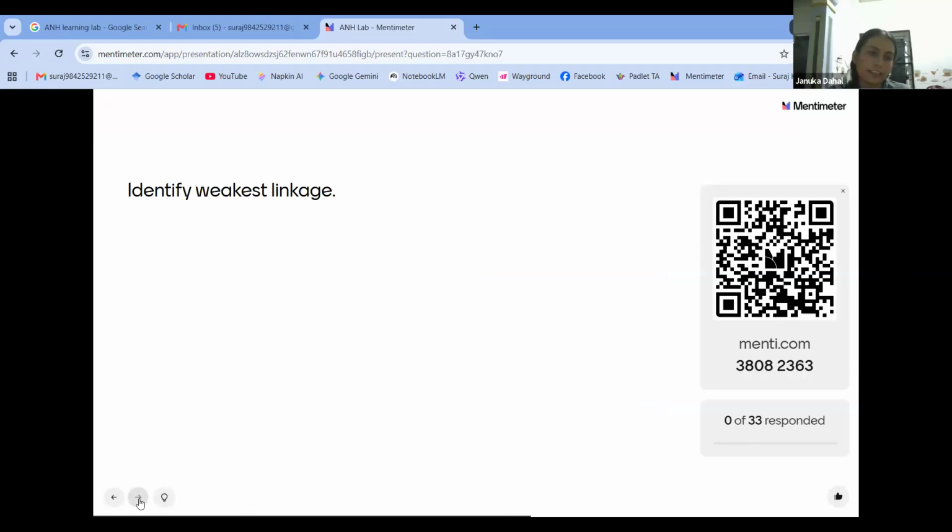And task two is just like task one. You have to identify the weakest linkage. You have to follow the same pattern. You just have to scan the QR code here and post your response. It will be broadcasted live here. We got the first response here. The weakest link is financing. I expect more.